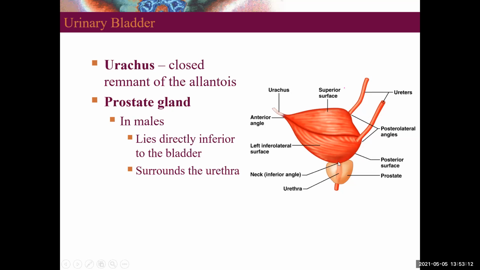Then under the bladder, we have the urethra, and the urethra is surrounded by a gland called the prostate gland, which is found only in males. That's why you call it a male gland. And this prostate gland also produces prostatic fluid for the ejaculation and adds to the semen.